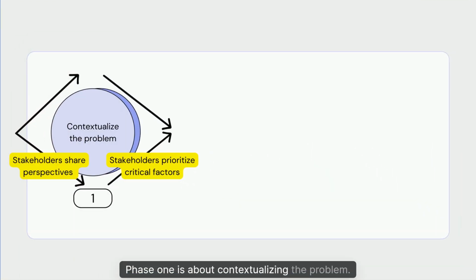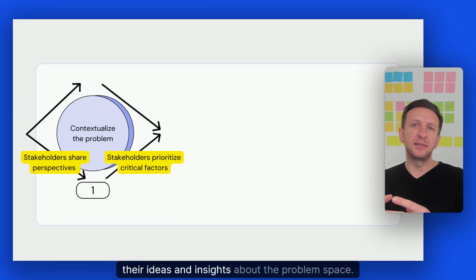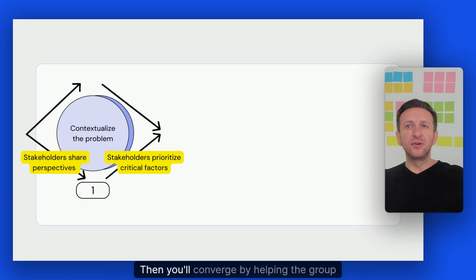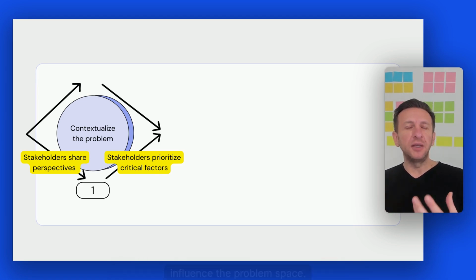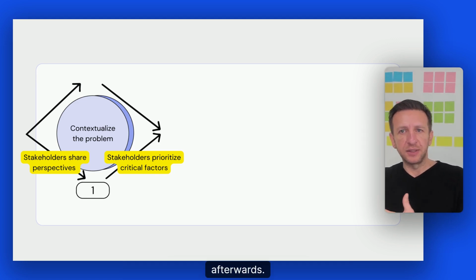Phase 1 is about contextualizing the problem. You'll start by diverging, where stakeholders share their perspectives, their ideas, and insights about the problem space. Then you'll converge by helping the group prioritize the most critical factors that influence the problem space. This sets the stage for everything that follows afterwards.